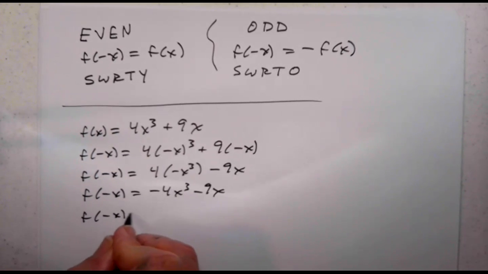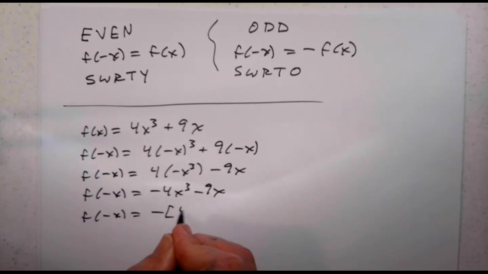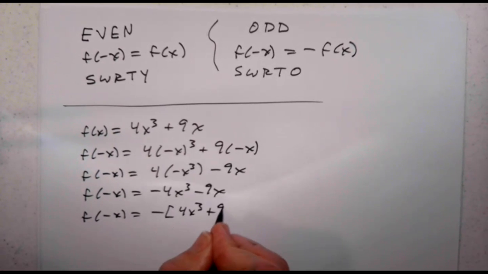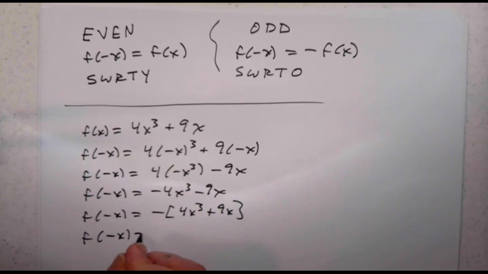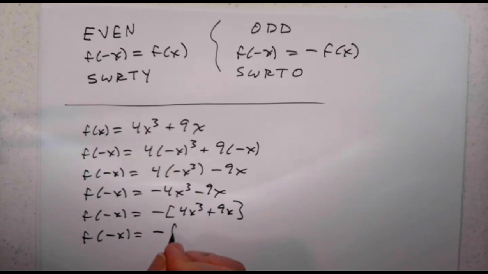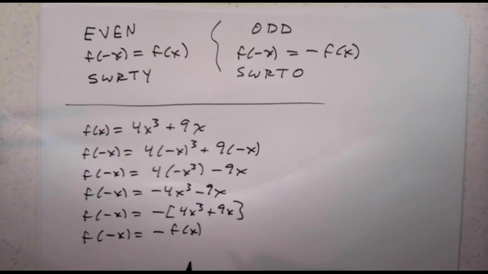F of negative x, factoring out the negative sign, is negative times 4x cubed plus 9x, which was my f of x. So we've shown that f of negative x is negative f of x. If that's the case, what do we say? We say that the function is odd. So if I look at its graph, that graph should be symmetric with respect to the origin. So let's take a look at that.